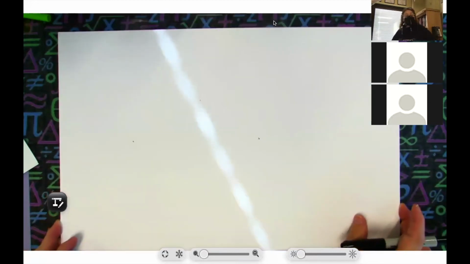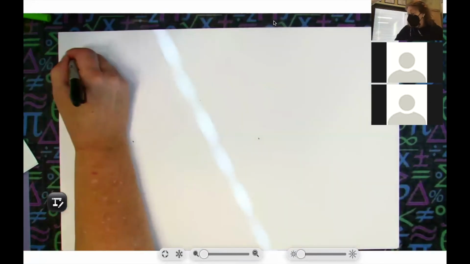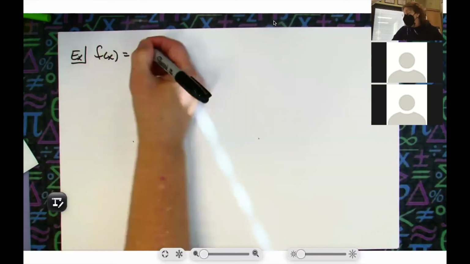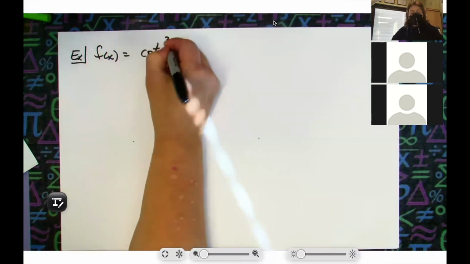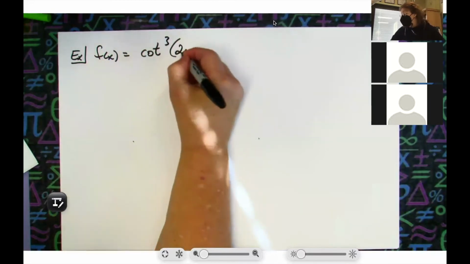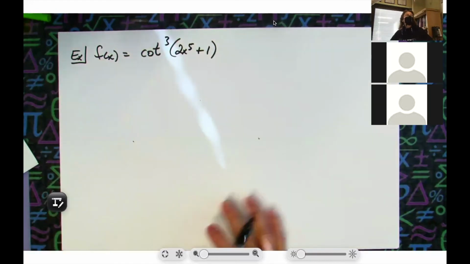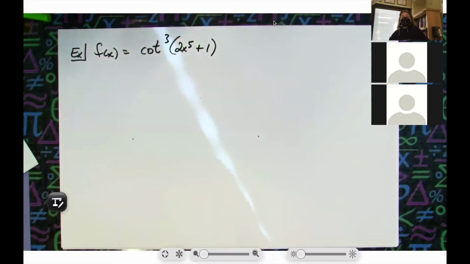Okay. All right, about ready to try one on your own? Try one on our own. All right, let me give you a cotangent to the third of a 2x to the fifth plus a 1. Go ahead and try that one on your own. Rewrite the function as a power raised to something raised to the third power, and then go from there.